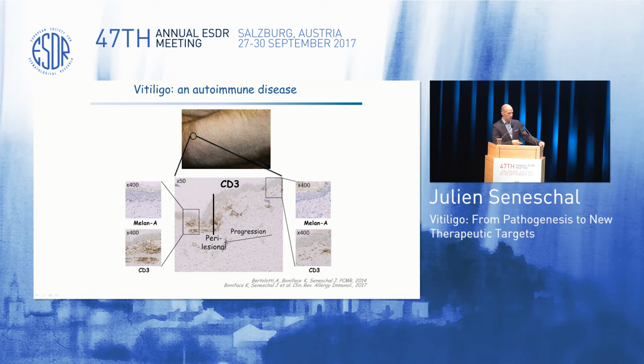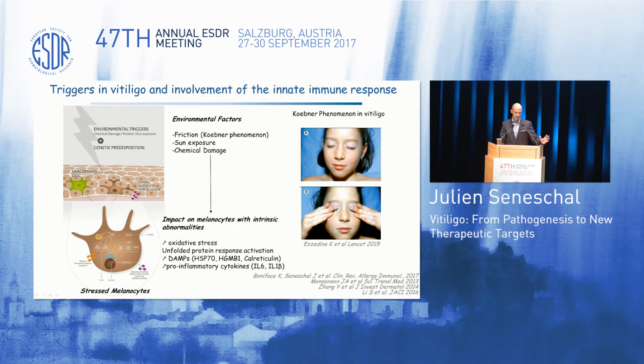These environmental triggers in a genetically predisposed patient can impact melanocytes, which have been shown to be abnormal, with intrinsic abnormalities. A lot of work has been done by Mauro Picardo's group, with increased oxidative stress. Melanocytes can respond by secreting danger signals such as heat shock protein 70, HMGB1, calreticulin, or also produce chemokines and pro-inflammatory cytokines such as IL-6 or IL-1 beta.